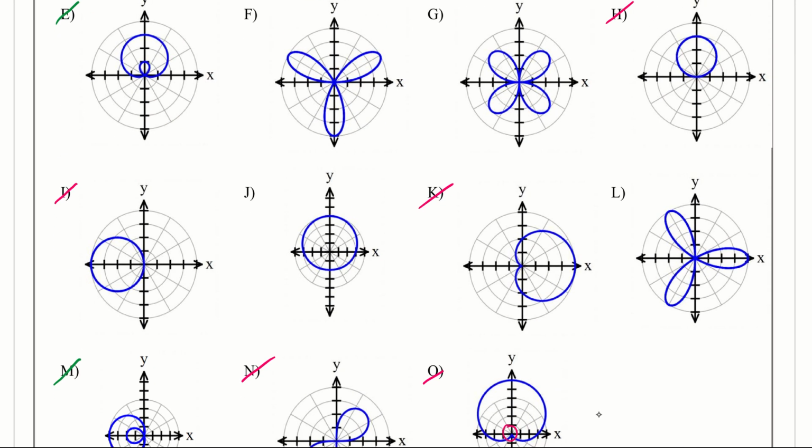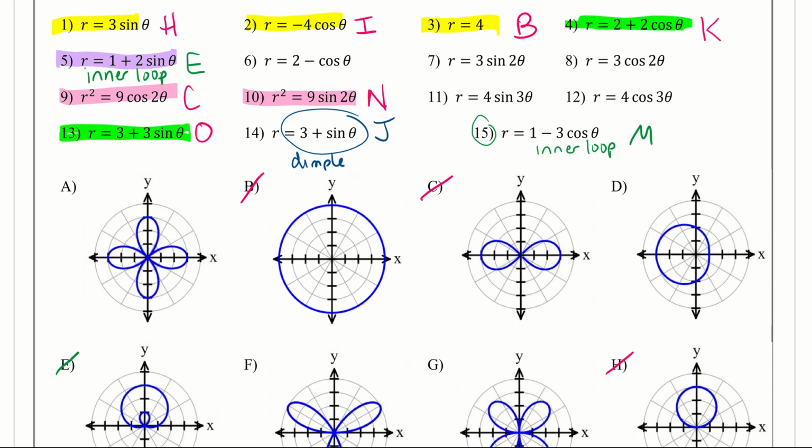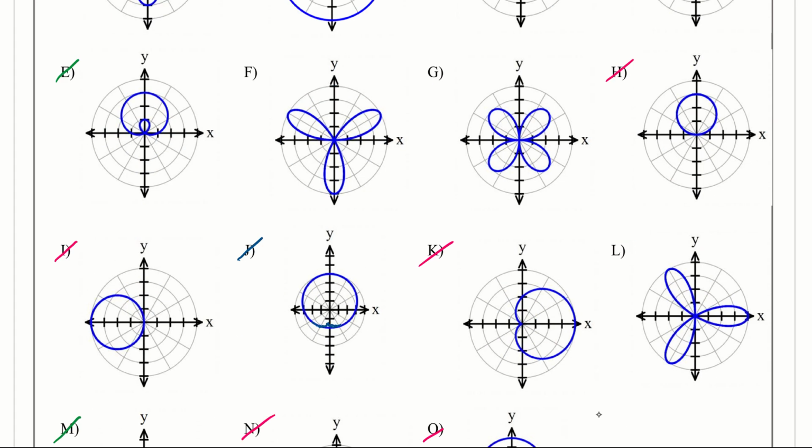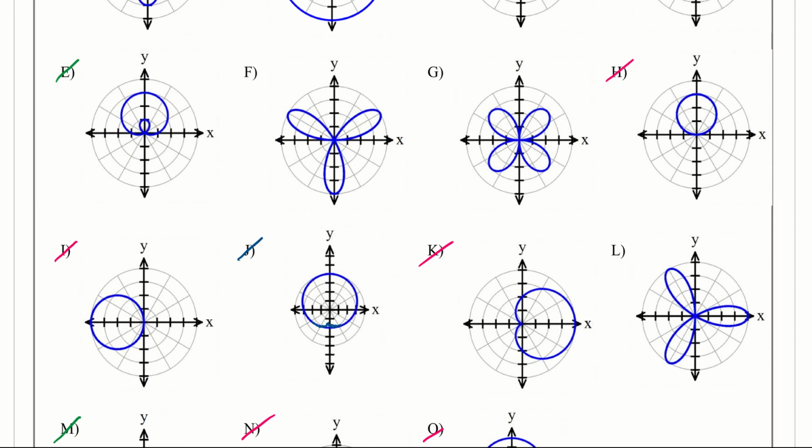Notice it's not quite a circle. It's sometimes hard to see the dimple. Sometimes it flattens out pretty good, but that's going to be letter J. And also, you could tell, if we put in a pi/2, that'd be a 1. 3 + 1 is 4. The most we should get to is a height of 4. And if I put in 3 pi/2 for sine, I'd get a -1. 3 - 1, the least I would get is 2.